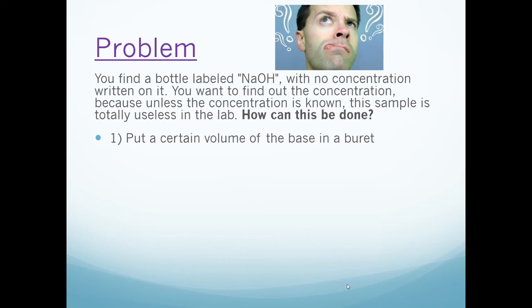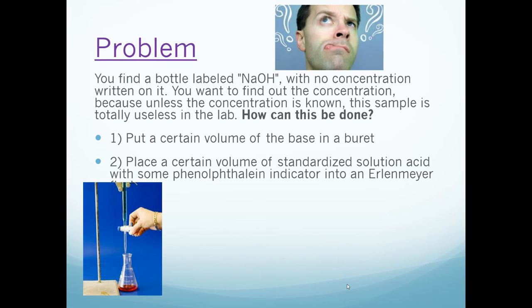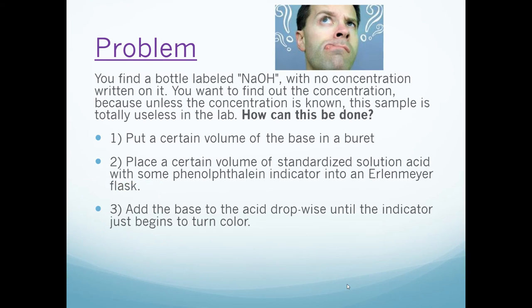Well, you put a certain volume of the base in a burette. So that's what a burette looks like, and we would set this up in the classroom. This is actually a cool lab to do. Then you would place a certain volume of a standard solution of an acid, something that you know, and some phenolphthalein in an Erlenmeyer flask. Now remember, phenolphthalein turns purple, upside down P for base. So that's what you would do right there.